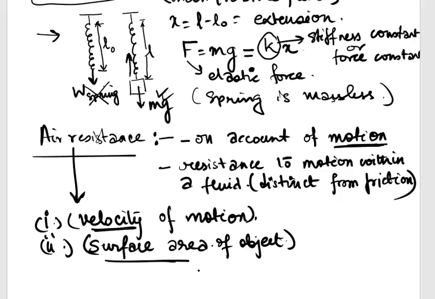So the surface area of the object is extremely important. The surface area that is exposed to the fluid directly along its direction of motion within the fluid, that should be reduced. All right.